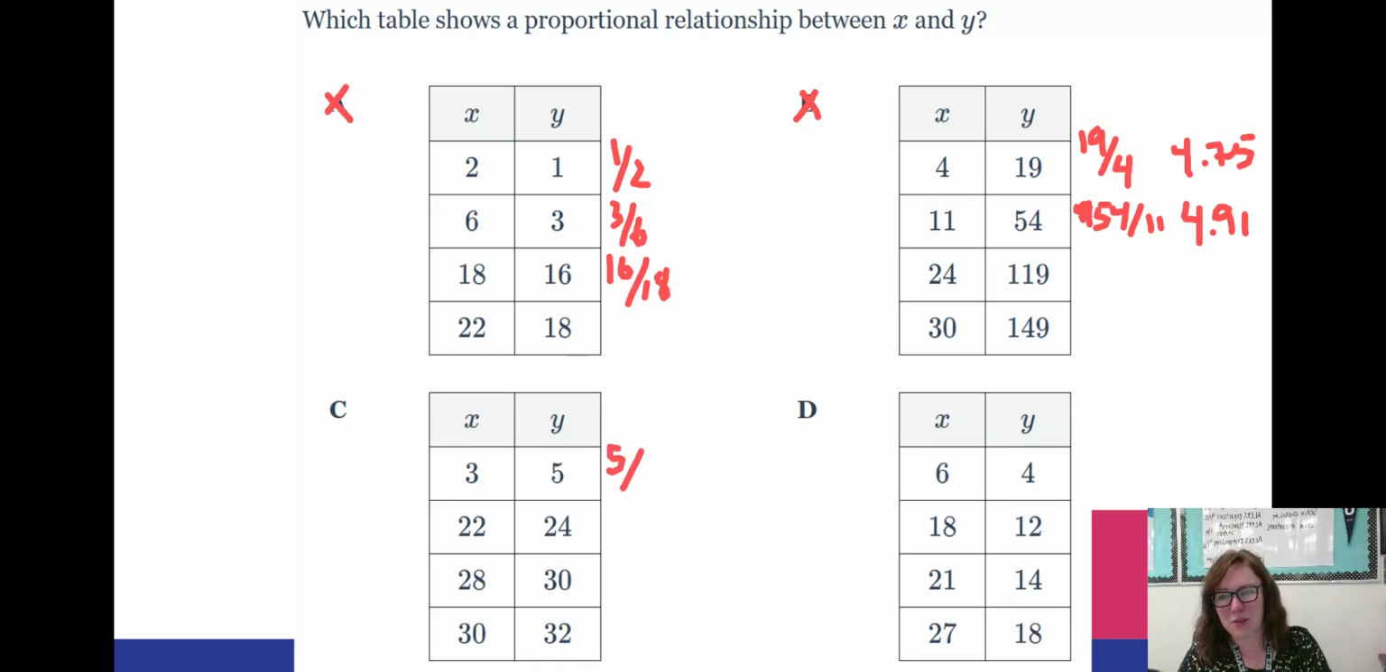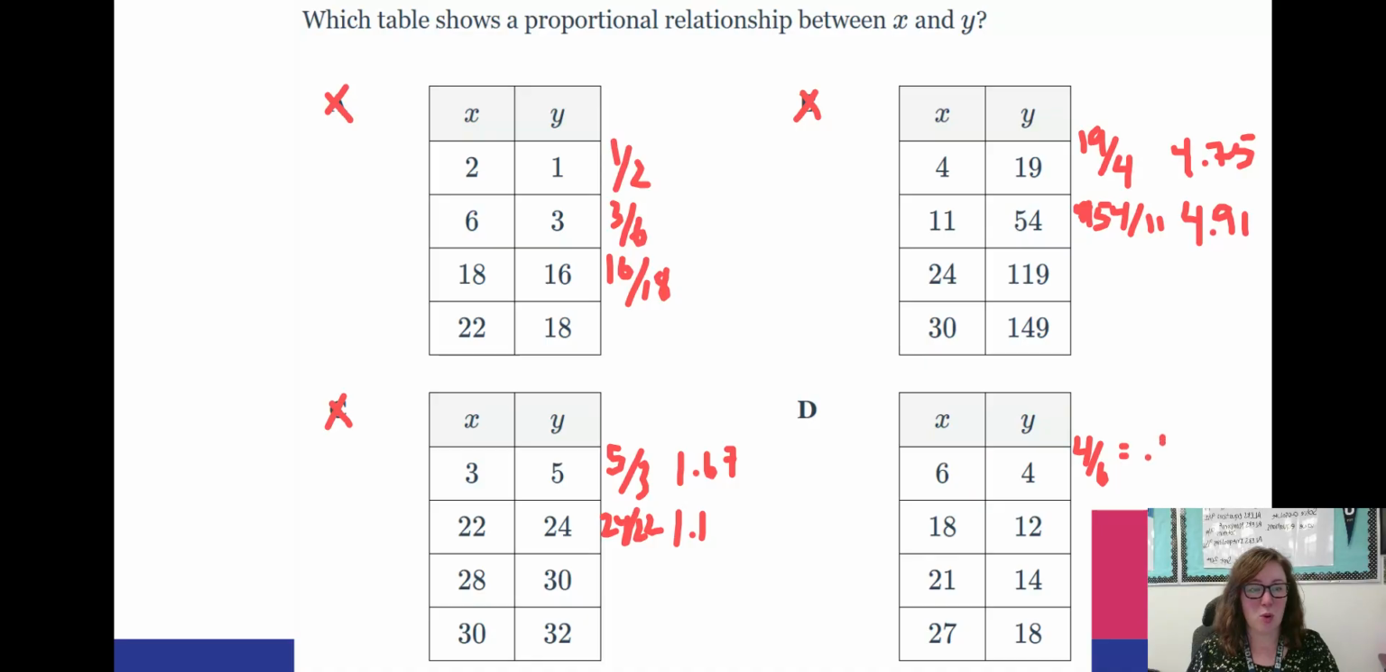Okay, 5/3 is 1.67. Then 24/22 is actually 1.1. So not proportional. So by default it must be D, but let's check just in case.